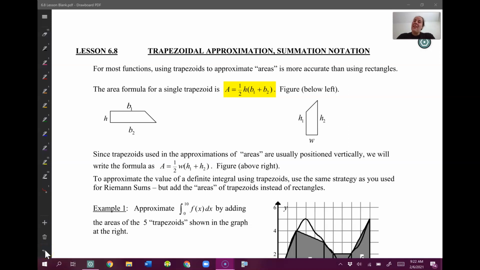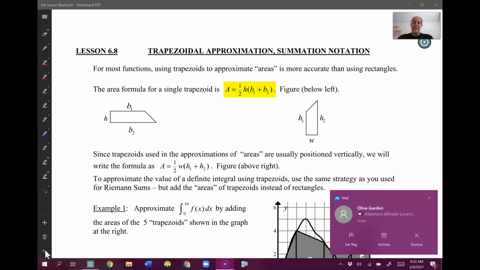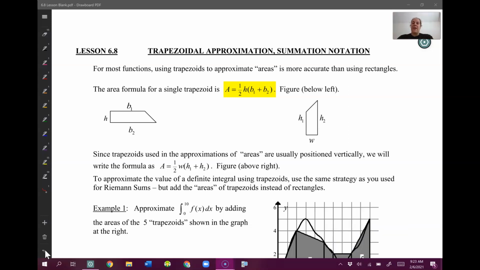Hey guys, last lesson of Unit 6 and then we are done with Unit 6. Sweet. Okay, so let's start off. This lesson is kind of two big things, so it'll be two videos. This first one that we're going to talk about is trapezoidal approximations.